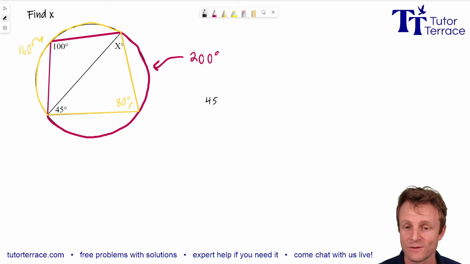We see that 45 degrees plus 80 degrees plus x degrees has to add up to 180 degrees. All triangles have their angles add up to 180. And so for it to all add up, x must be 55.